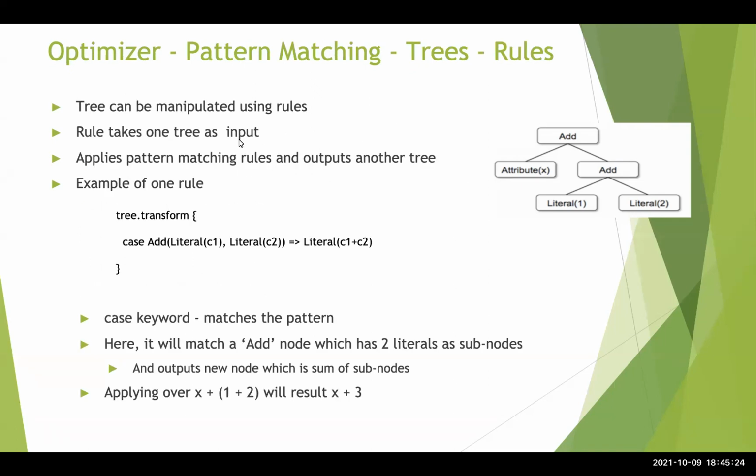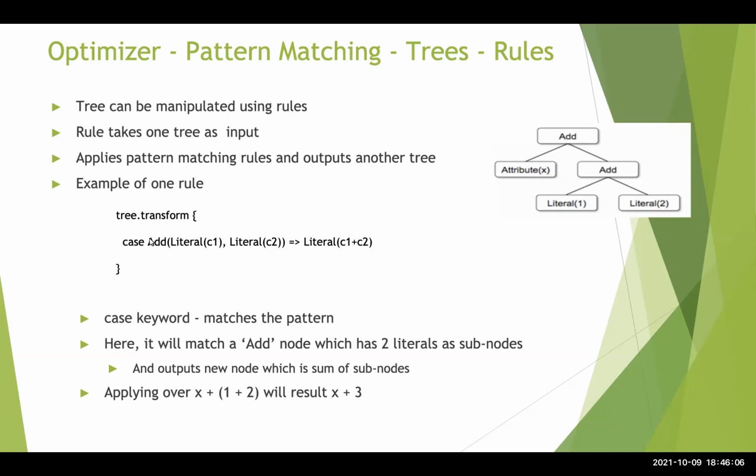Now the only purpose of a rule is to manipulate the trees, to optimize the tree. So it takes one tree as an input, applies the rules, and outputs another tree. Now how does it apply the rule? It applies the rule based on pattern matching. So we'll take one example. In this case, this is Scala syntax. When you say case, immediately after the case is a pattern, and this is a transform method. We'll go into some code: if you have to write your own transform method, does Spark allow you to do that? If it does allow, then how can you write it?